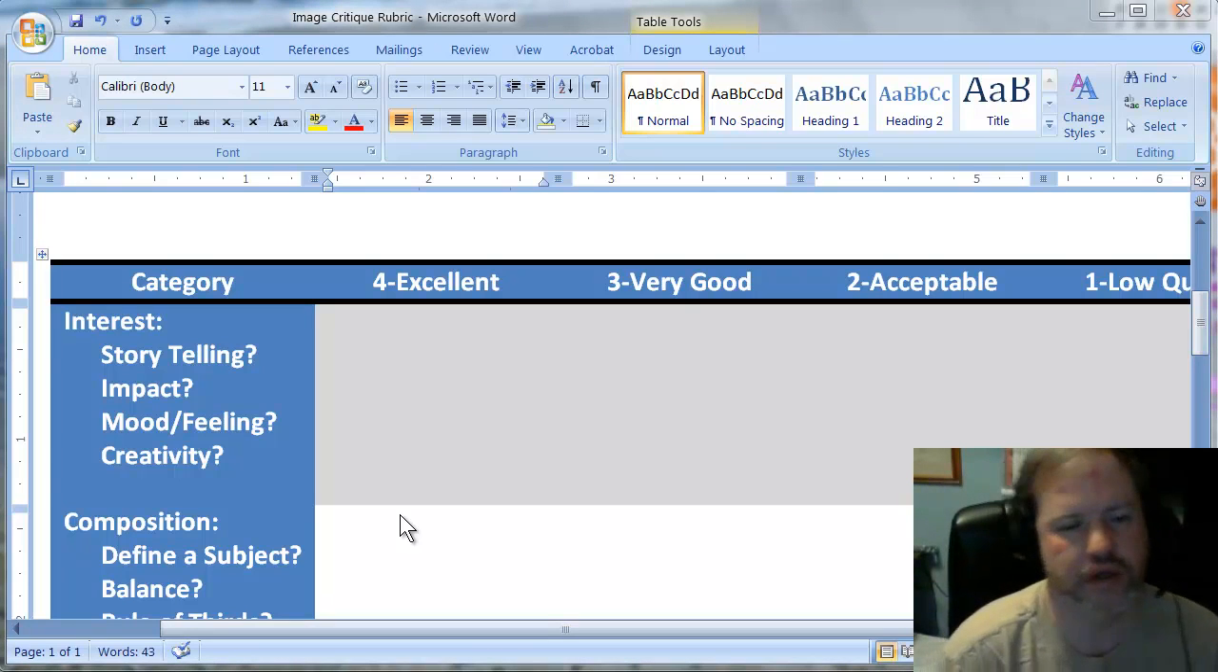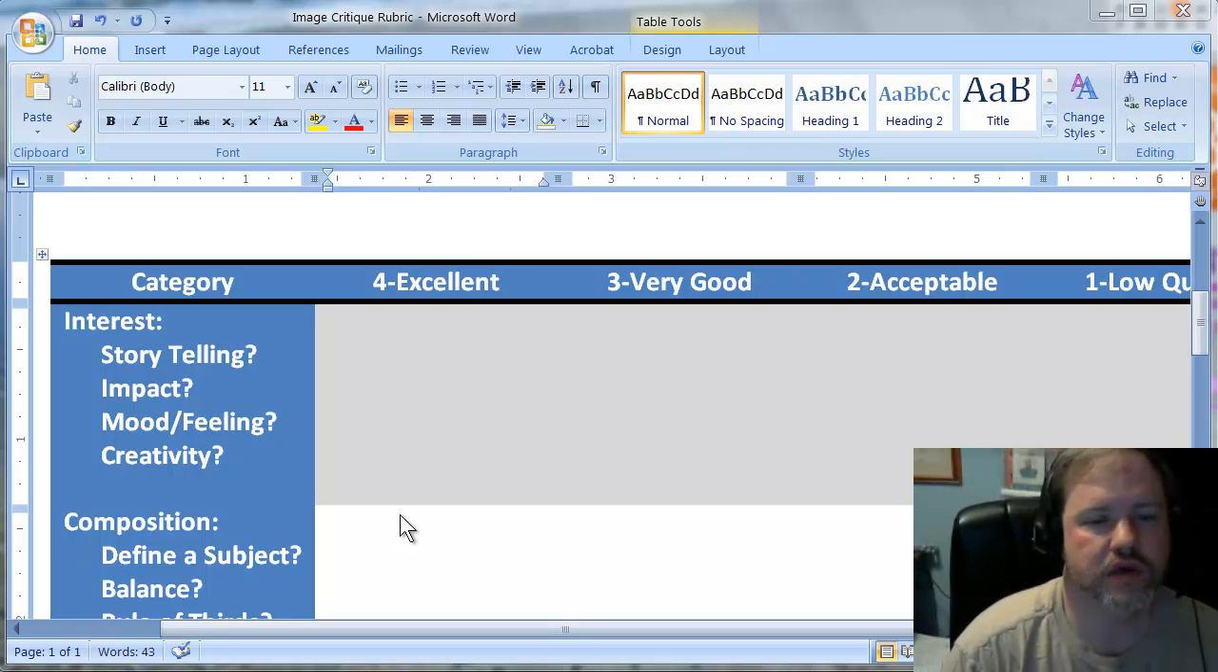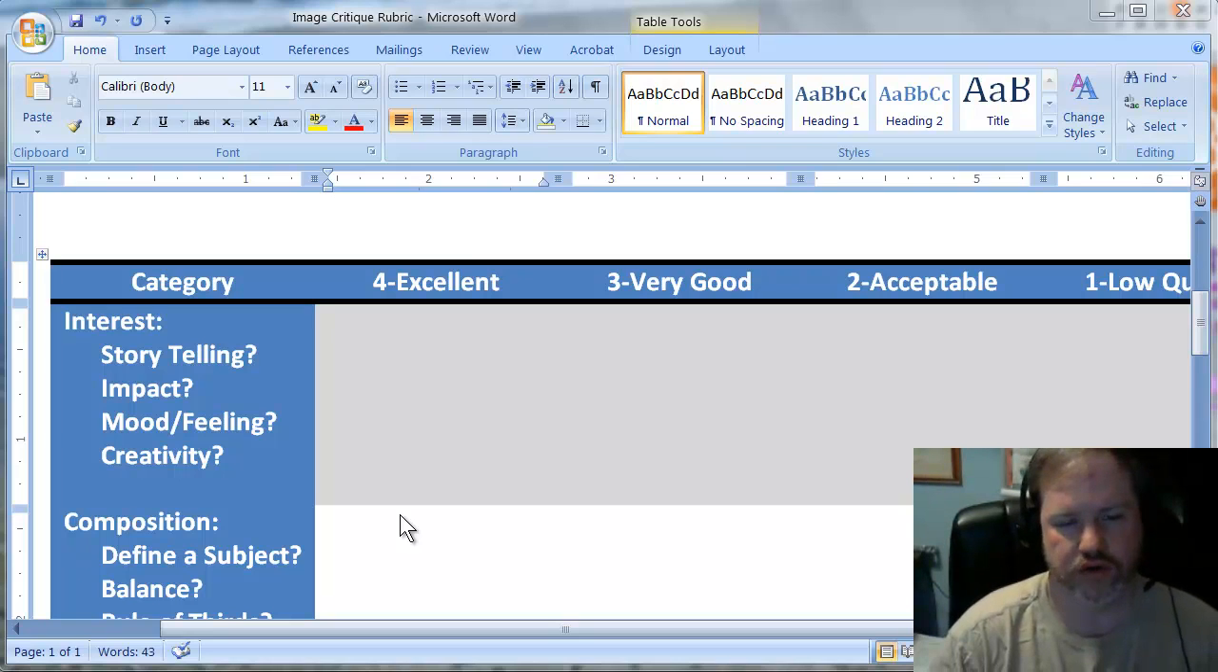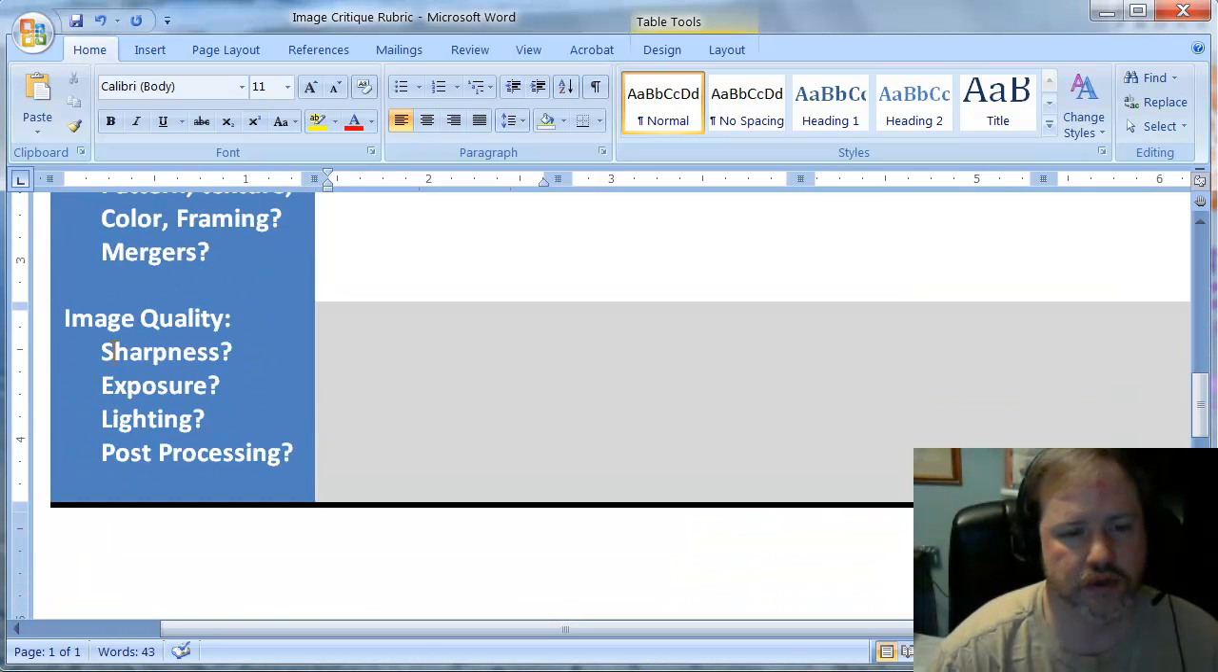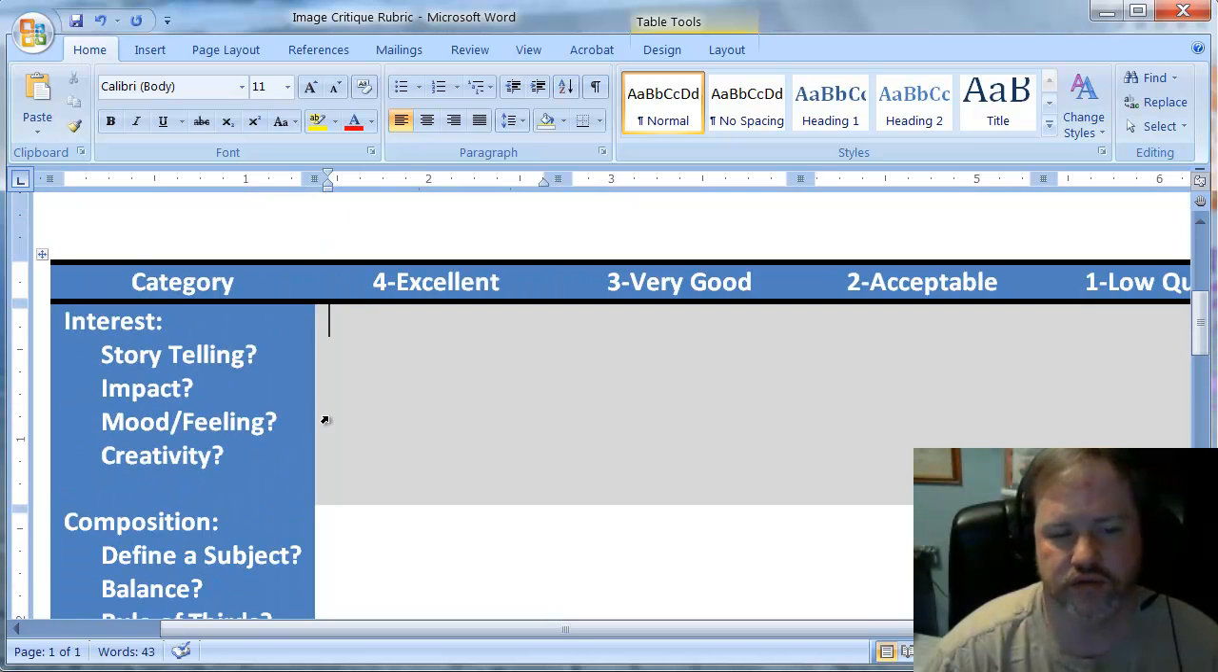In this case, we're looking at some basic categories that we can go through to figure out if we did a good job on our image. This really should be something that you can use to sort of self-monitor your images to see if you did a good job or not. And so I broke it down into three simple categories. The first one being interest, then composition, and image quality. And within each of these main categories, I have some specific things that I would look at.